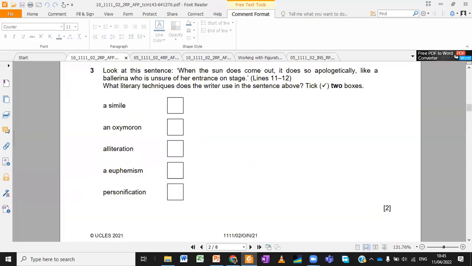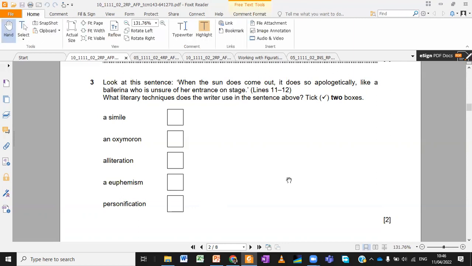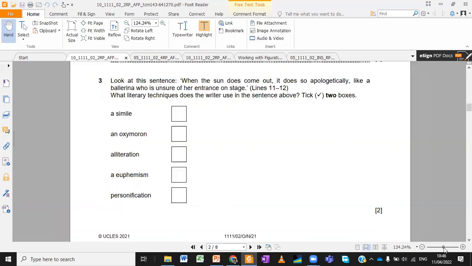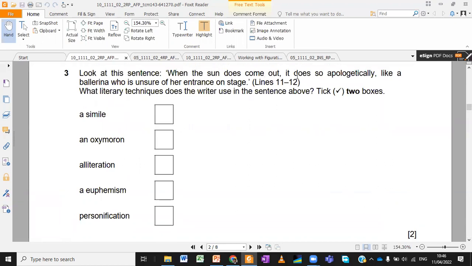Okay, look at this. Let's just do this one before we perhaps call it a day, and tomorrow we look at story writing. Look at the sentence: When the sun does come out, it does so apologetically, like a ballerina who is unsure of her entrance on stage. There are two figures of speech used in this sentence. Tick the two of them. I believe you can see my screen clearly, right? Yeah, I can see.